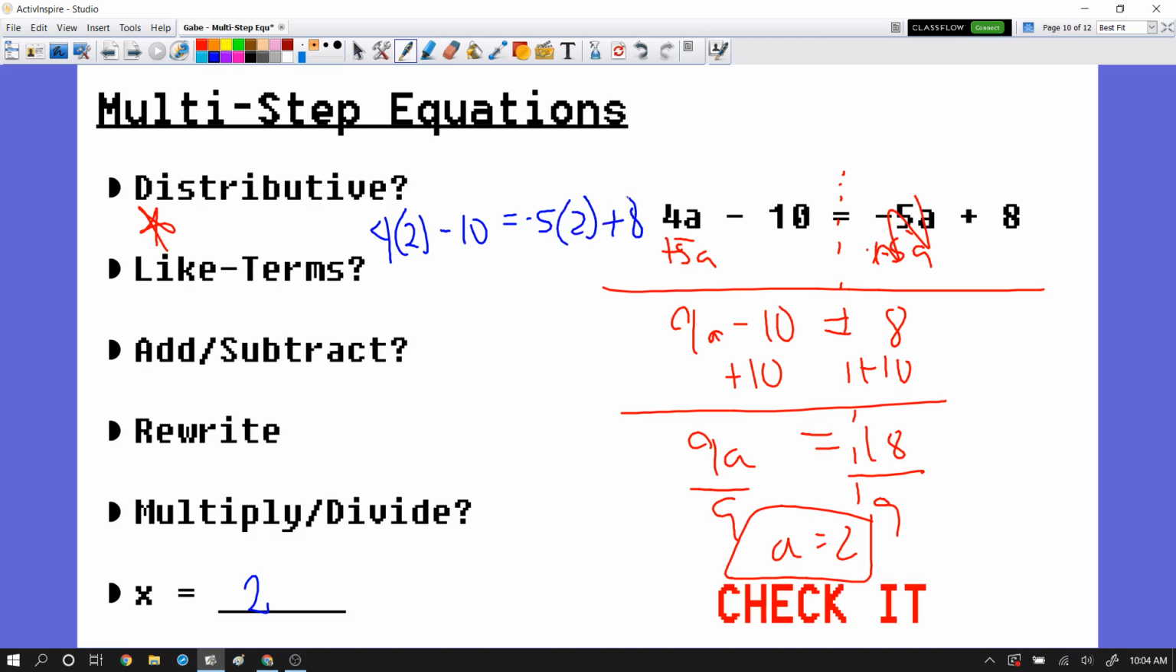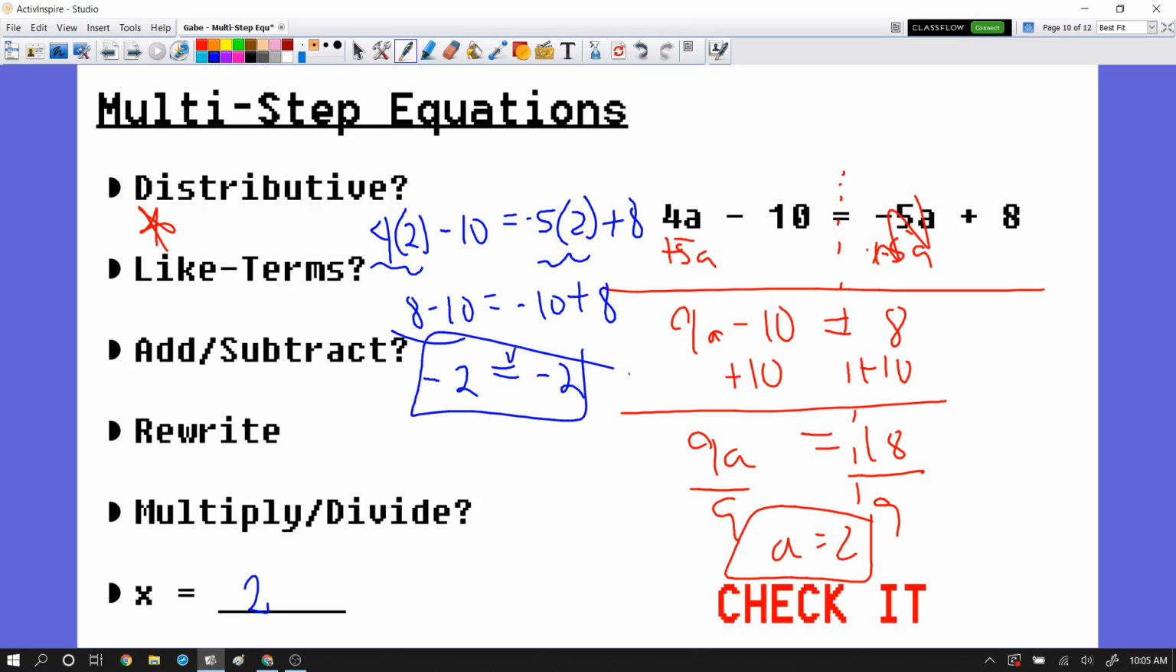All right, parentheses, nothing to do inside. Exponents, none. Multiplication, yes. 8 minus 10 equals negative 10 plus 8. 8 minus 10 is negative 2. Negative 10 plus 8 is negative 2. Check. No arguing. Done.